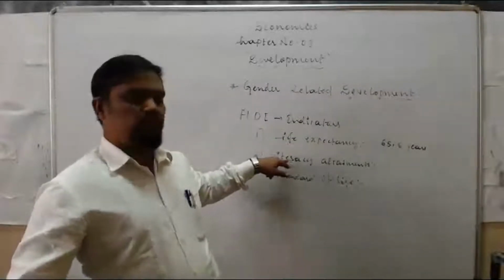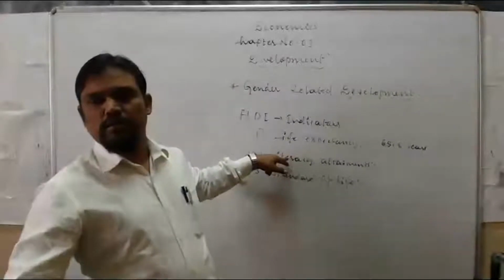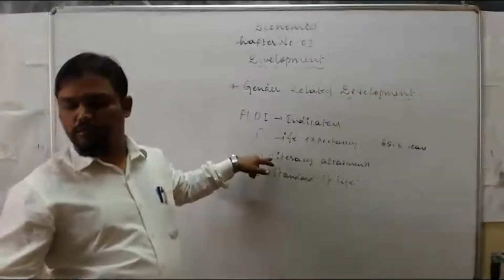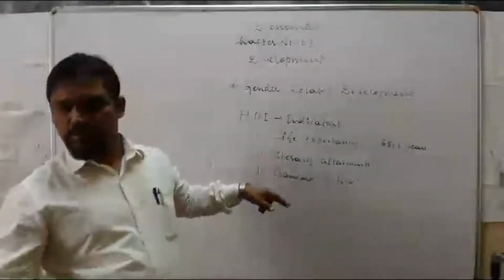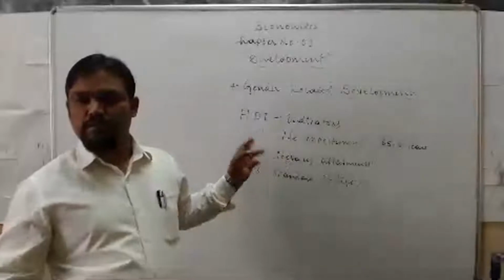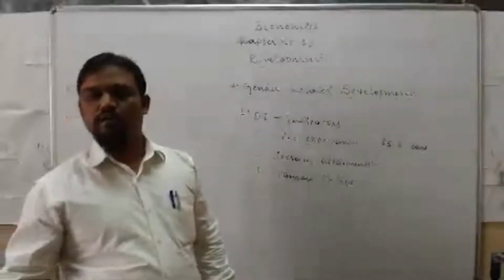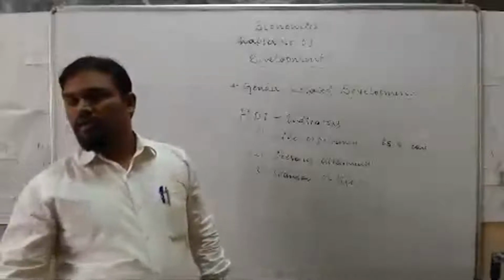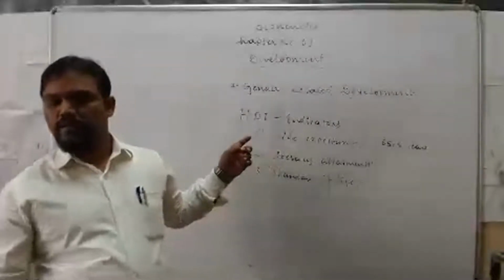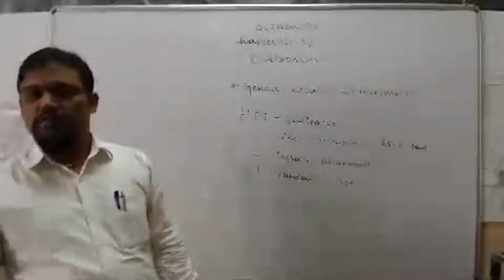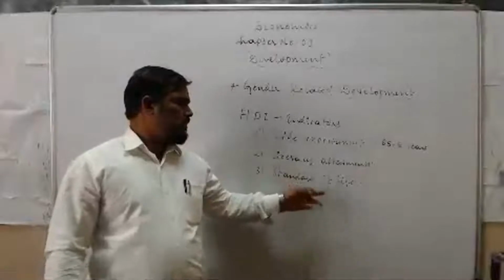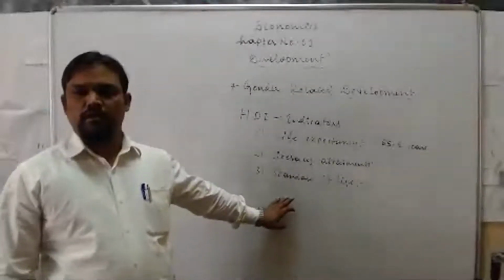Next, literacy attainment. Literacy attainment can be measured on the basis of two factors. First one, the average period of schooling completed by individuals above 25 years. Second one, the expected period of school education that children of 5 years might receive in their lifetime. Last one, standard of life, which can be measured through the per capita income of an individual.